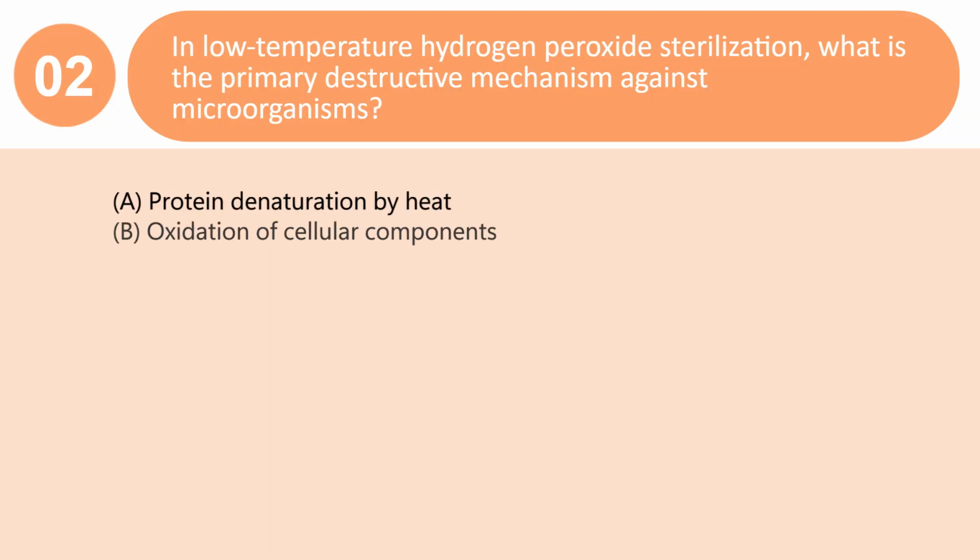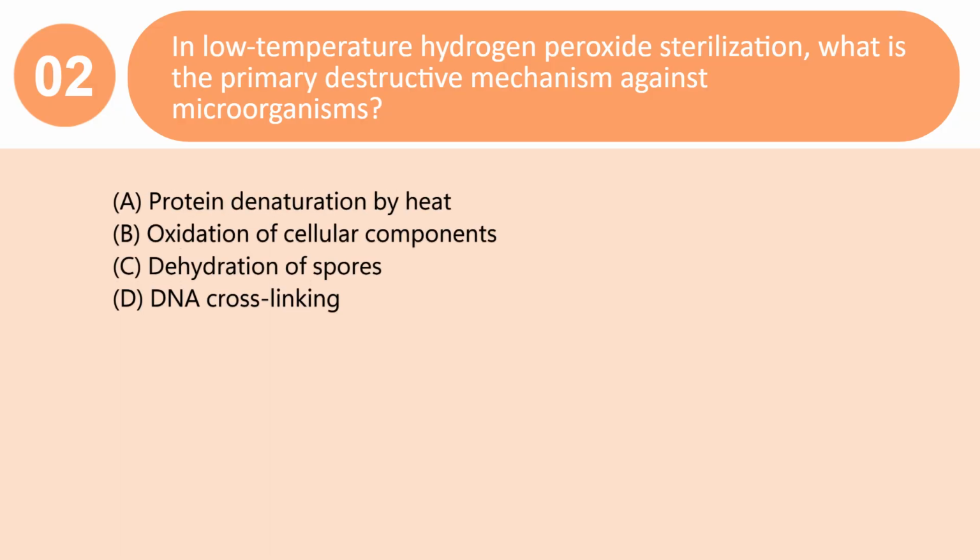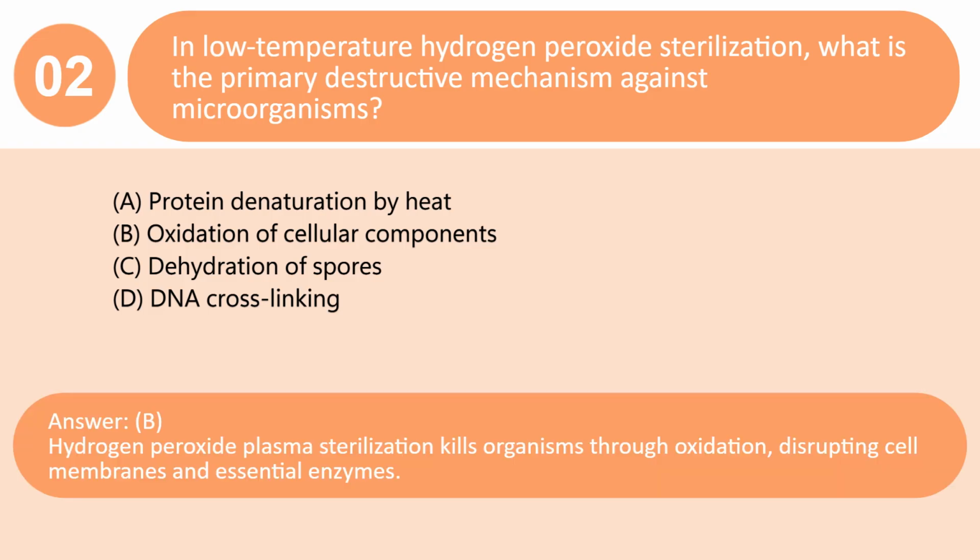In low-temperature hydrogen peroxide sterilization, what is the primary destructive mechanism against microorganisms? A. Protein denaturation by heat. B. Oxidation of cellular components. C. Dehydration of spores. D. DNA cross-linking. Answer: B. Hydrogen peroxide plasma sterilization kills organisms through oxidation, disrupting cell membranes and essential enzymes.